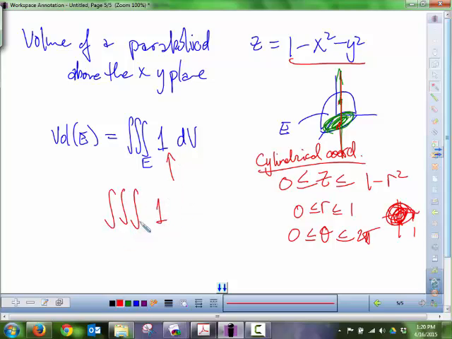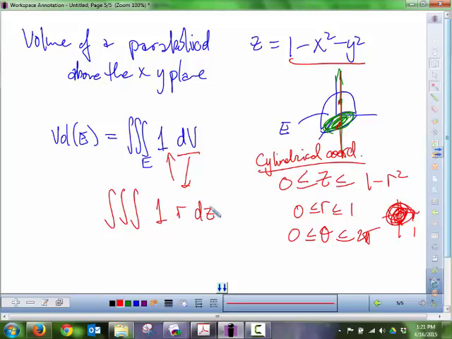So it's an integral of 1, and then the dv changes into r dz dr d theta, and then we can decide what we want to integrate with respect to first. And looking at this, it looks like z is dependent on r, so I want to make sure I integrate with respect to z first before I integrate with respect to r. And with respect to theta, it doesn't matter which way it goes.